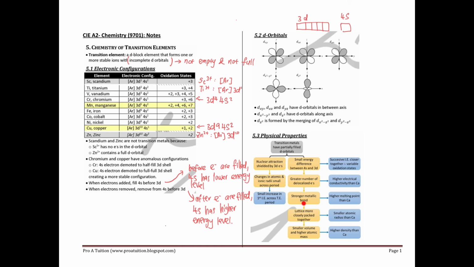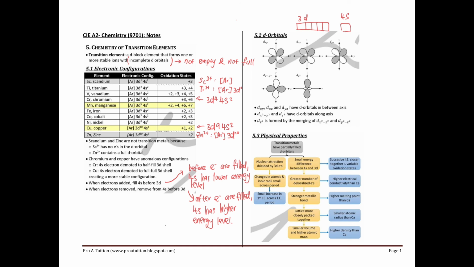Now when we look at this, smaller volume and higher atomic mass. This one is related to the previous point. They are closely packed now, and because they are closely packed, their volume is smaller and their mass is higher. Because of that, they have higher density than calcium. So these are like heavy metals. They are heavy, or in other words, they are higher in density.